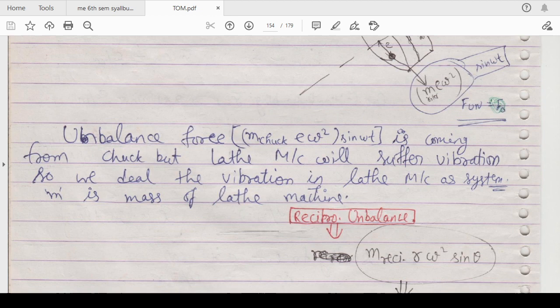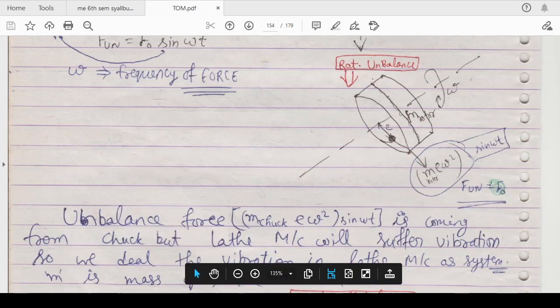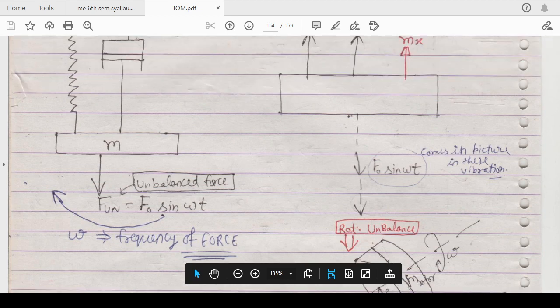So this unbalanced force is m e omega square sin omega t, where m is the mass of the chuck. It is coming from the chuck, but the lathe machine will suffer because of the vibration. So we have to deal with the vibration in the lathe machine as a system, and mass M is the mass of the lathe machine. The unbalanced force comes from the chuck, but the total mass we have to consider here is the mass of the lathe machine.